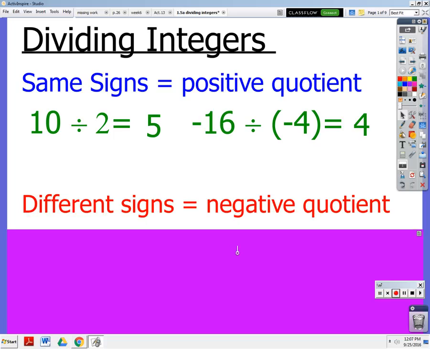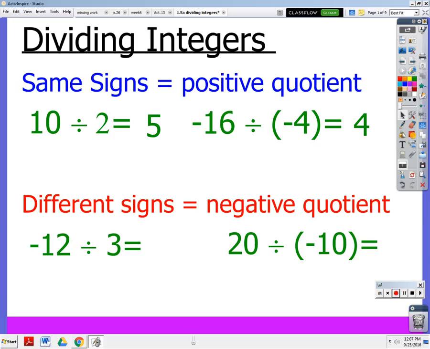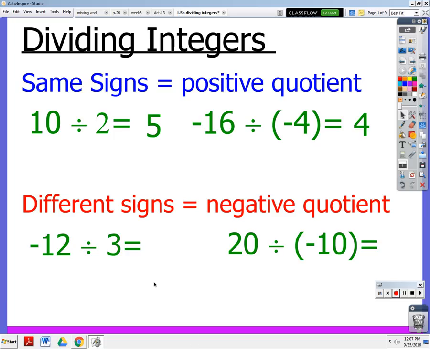When you're dividing with different signs, just like with multiplication, you have a negative answer or a negative quotient. Here's some examples. Negative 12 divided by 3. I know 12 divided by 3 is 4, but because my signs are different, my answer is negative 4. And this one, 20 divided by negative 10. I know 20 divided by 10 is 2, but because my signs are different, my answer is negative 2.